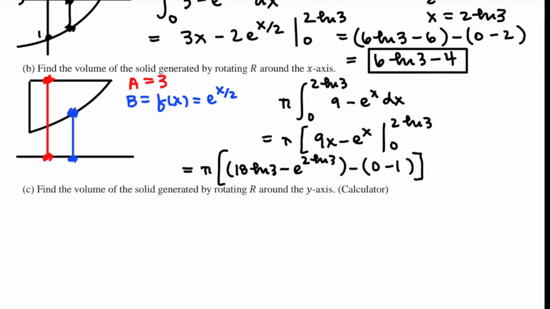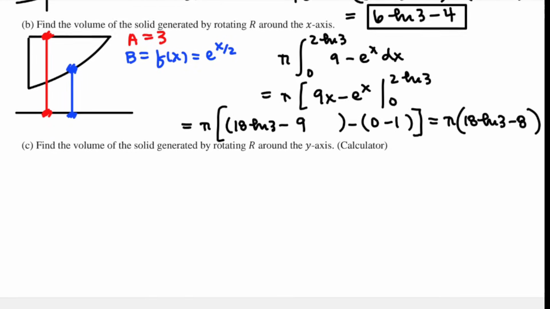Well, e to the 2 log 3 is equal to e to the log 3 times 2, right? And so I could then also write it that way. That's going to be 3 squared, that's going to be 9. So I'm just going to need you to be aware of that. So 9 plus 1, that would be 8. So pi times 18 log 3 minus 8. And that's a weird number, but that's the volume.